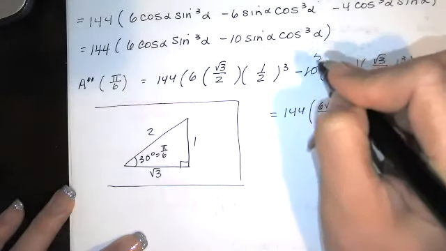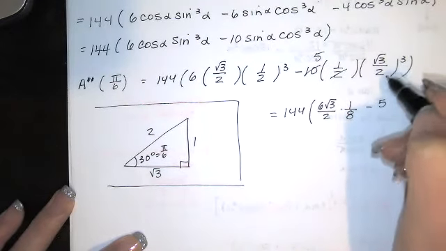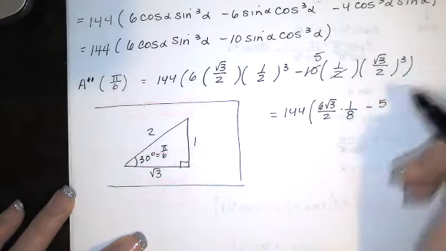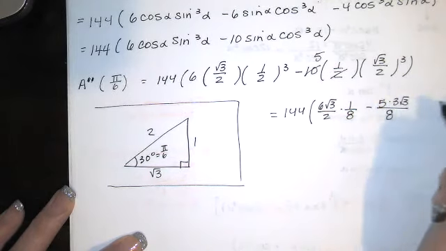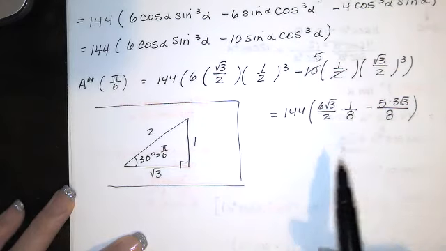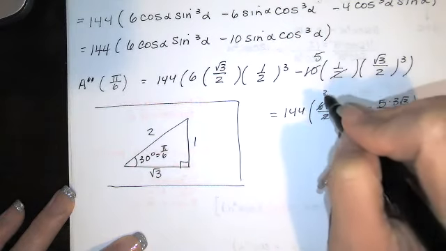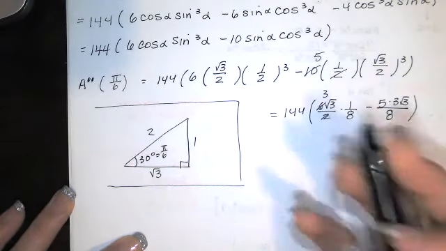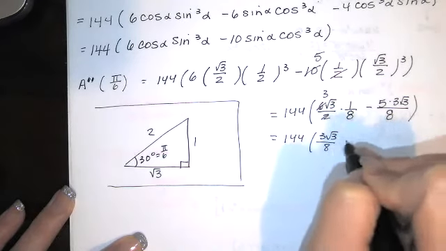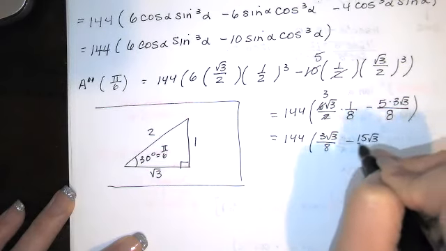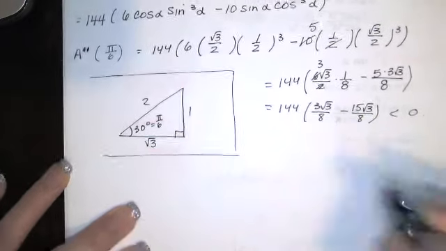And here 2 goes into 10 5 times. And we have minus 5 times this cubed. Square root of 3 cubed is 3 times the square root of 3. And the 2 cubed is an 8. So I've got 3 root 3 over 8 minus 15 root 3 over 8. Well, that's negative. What does that tell us?